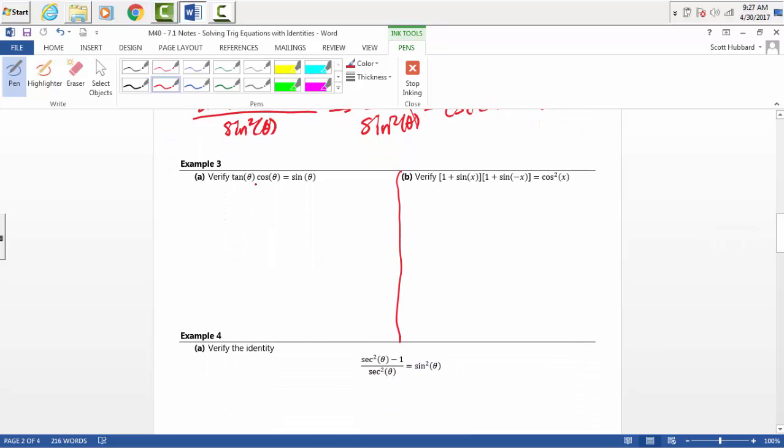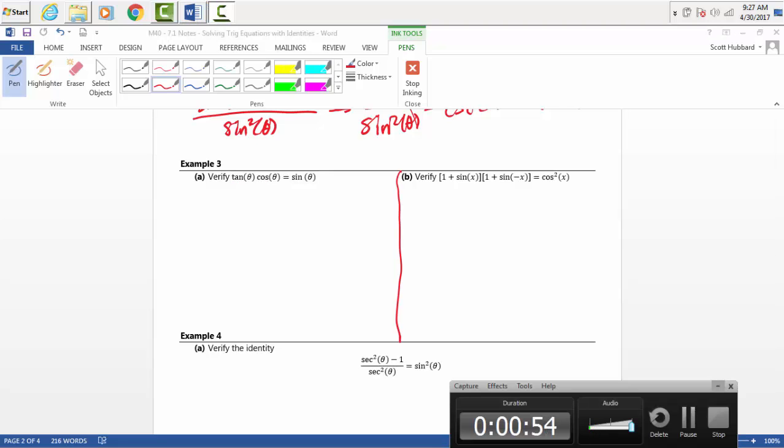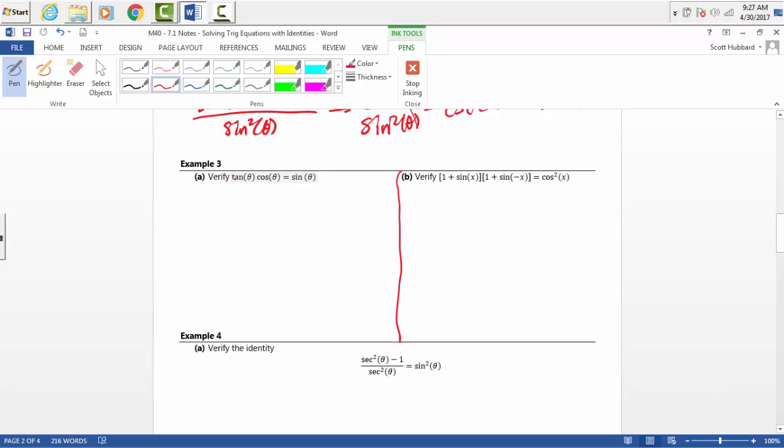Here I'm going to work on the left hand side because it's way more complicated. I have tan theta cosine theta, and there's nothing I can really do on the right side. So I'll express everything in terms of sine and cosine. Cosine is already a cosine, but if I express tan theta as sine theta over cosine theta and multiply it by cosine theta, do you see what happened? The cosine thetas cancel out because it's like over 1, and we get just sine theta.